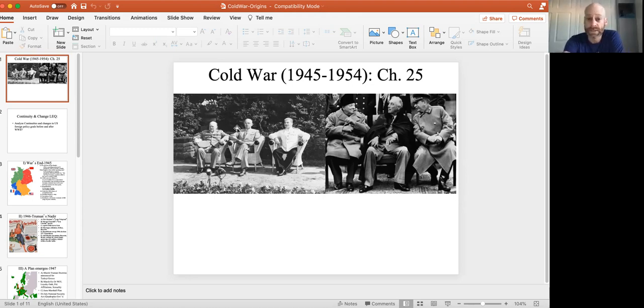And surprising to everyone in the world, this picture is taken at Potsdam. Potsdam's in July of 45. It's 2 months after the German surrender. Winston Churchill would lose elections just a week or 2 after that picture and be replaced by Clement Attlee.